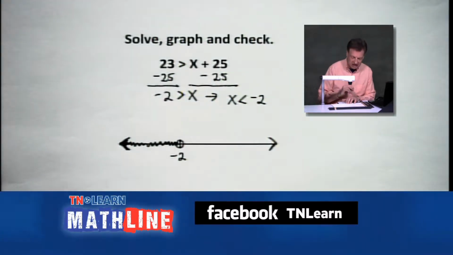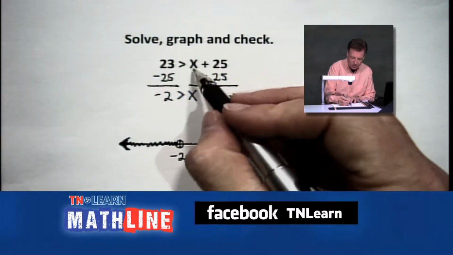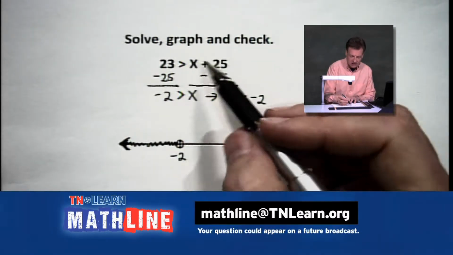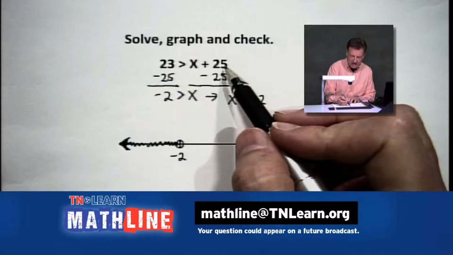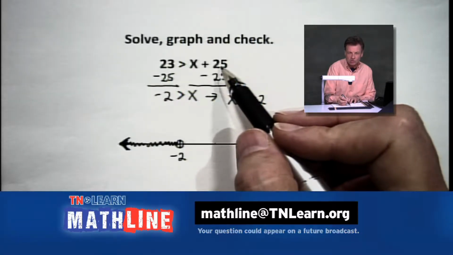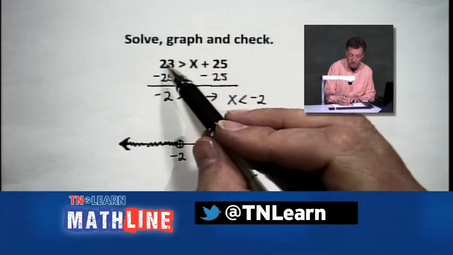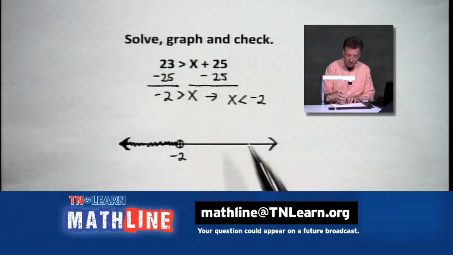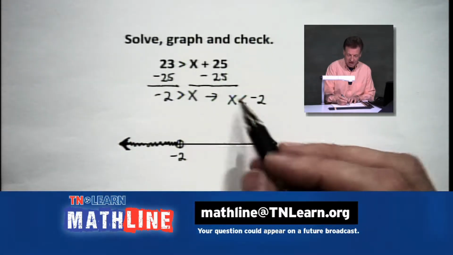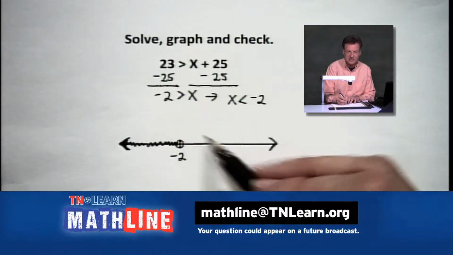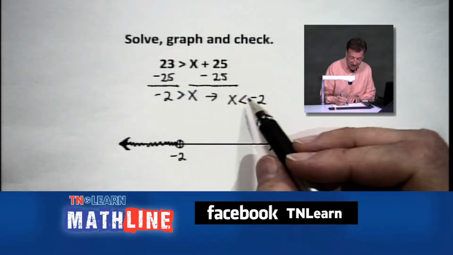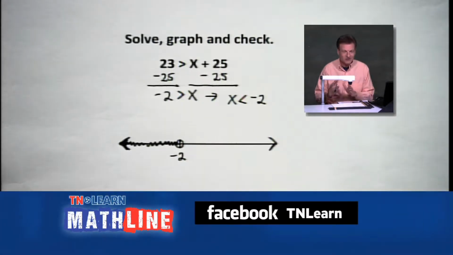A quick check. If we put a negative 3 in there, for example, negative 3 would be a good answer, right? So we put negative 3 plus 25, we're going to get 22. And folks, 23 is greater than 22. So that's why you have to be careful when you do the switch here. Make sure you got that x on the left, excuse me, before you decide which way you're going to shade. And that way, we won't have any problems there, okay?